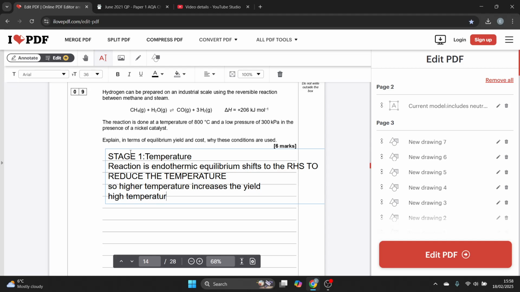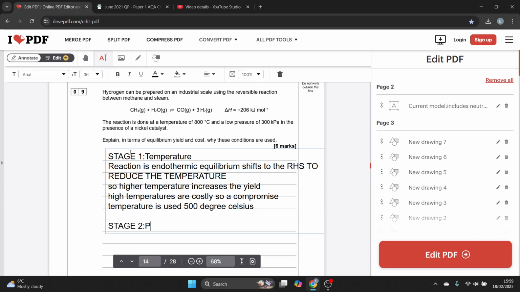However, high temperatures are costly, so a compromise temperature is used. For example, 500 degrees Celsius instead of 800.